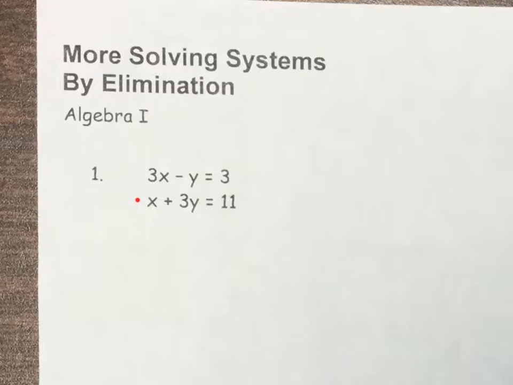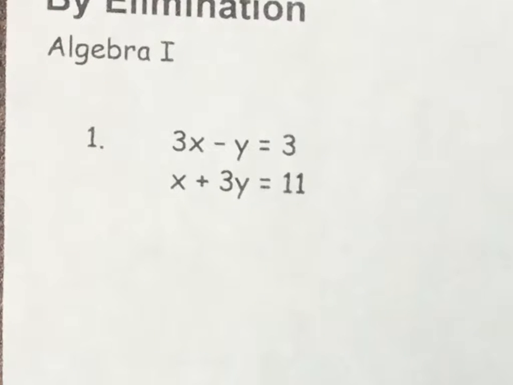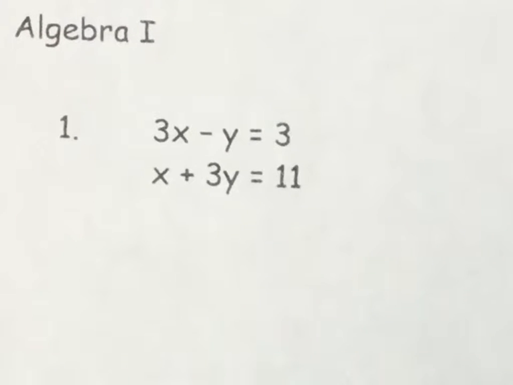The x's are lined up on top of each other, the y's are lined up on top of each other, and the equals and the numbers are on the right. In other words, they're in standard form. When you have two equations set up like this, you can solve them by trying to find the greatest common factor, making sure one's negative, one's positive.